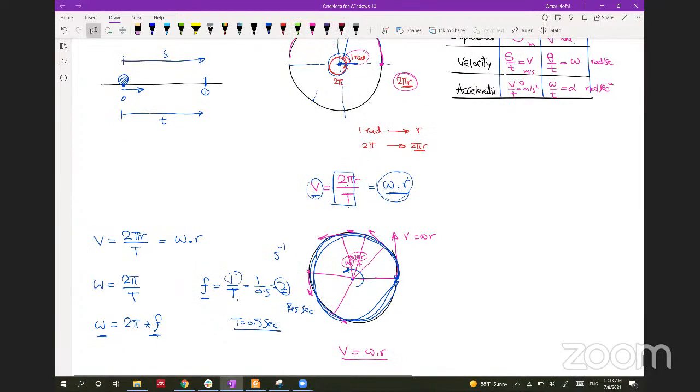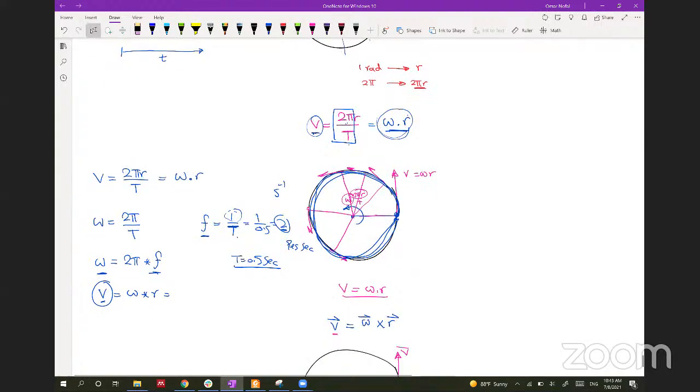And if you multiply the omega by r, it will give you the velocity. So this is how it works in the problems. Sometimes you are given the frequency, sometimes you will be given the angular velocity. You should know how to switch between these things.